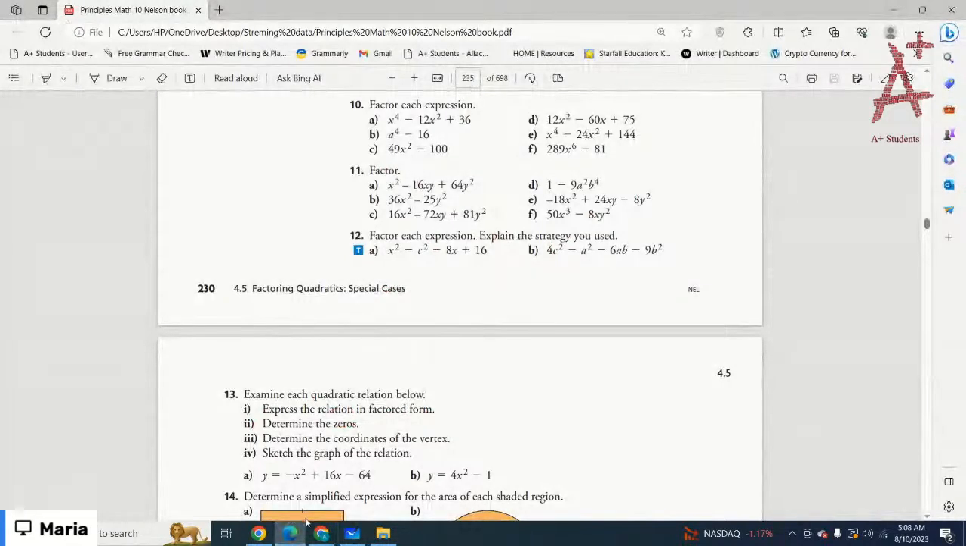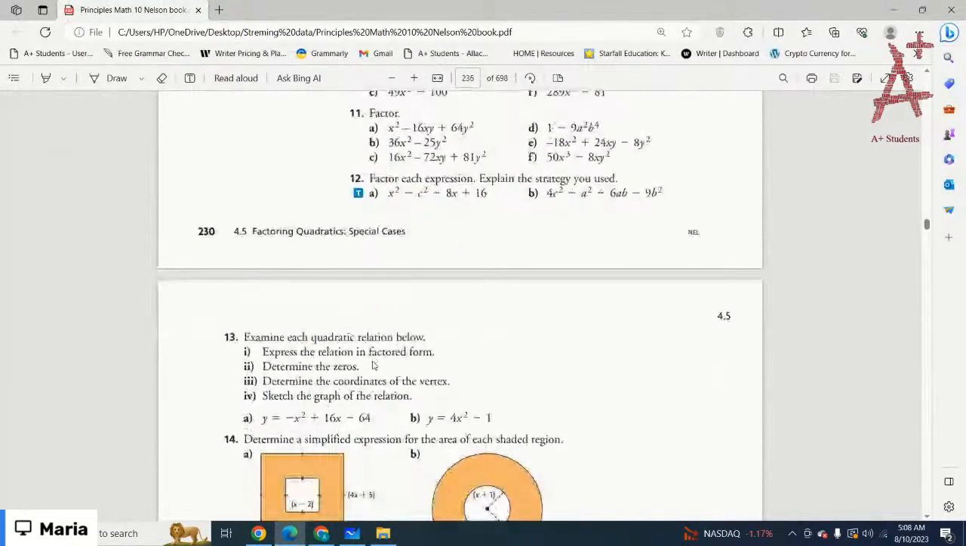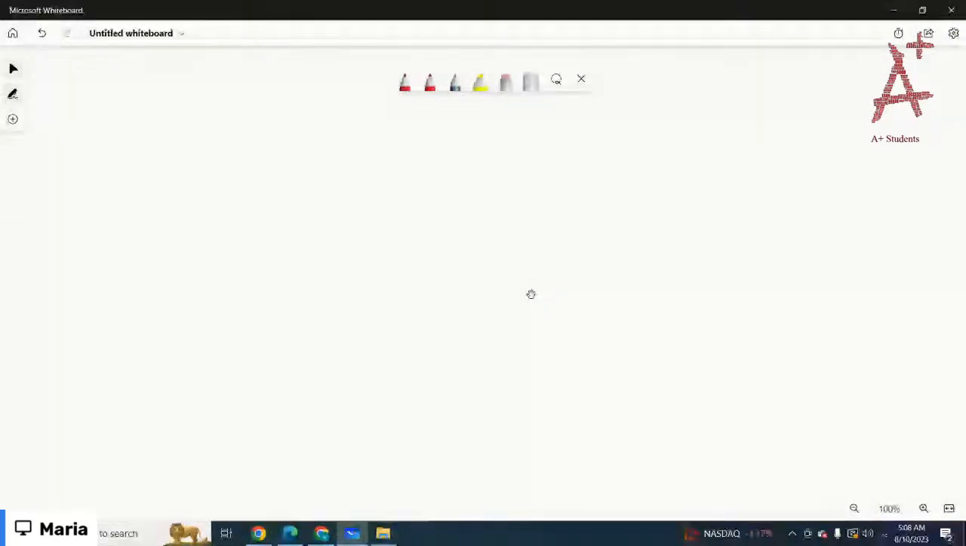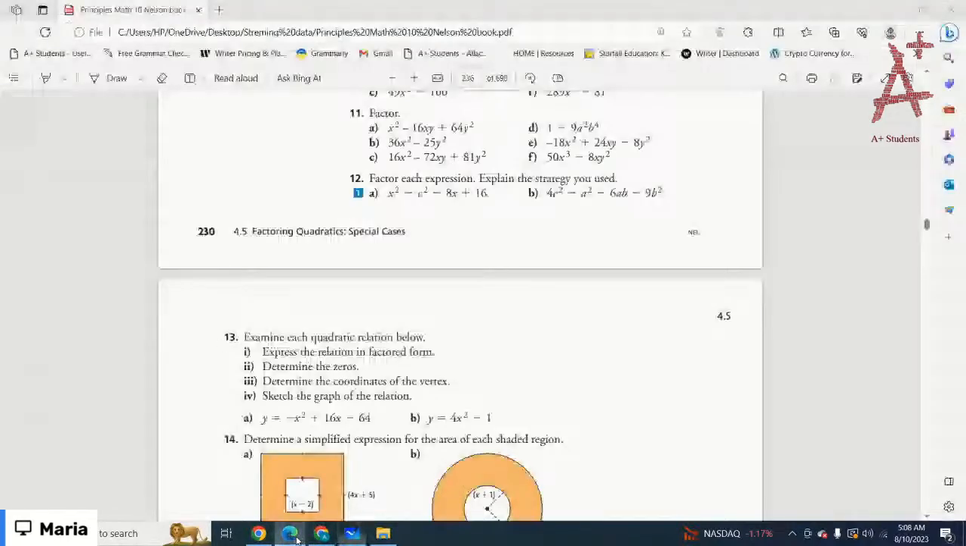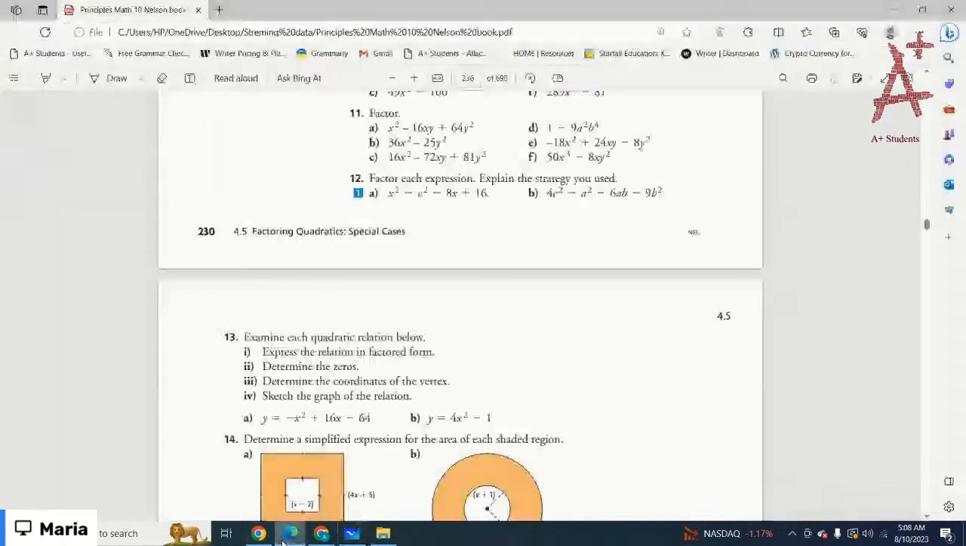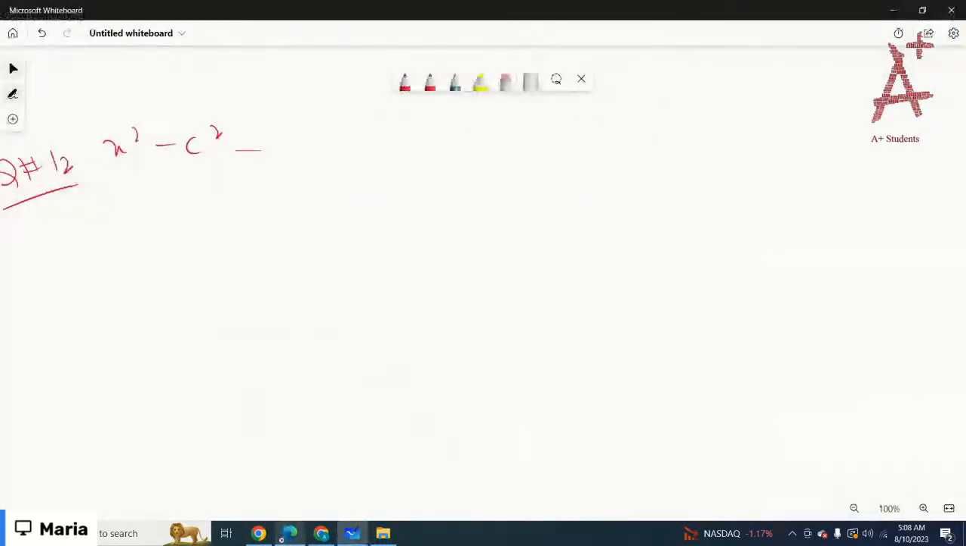Okay, question number 12. Factor each expression, explain the strategy you used. Okay, A is x square minus c square minus 8x plus 16. Let me just write it down on board. X square minus c square minus 8x plus 16.